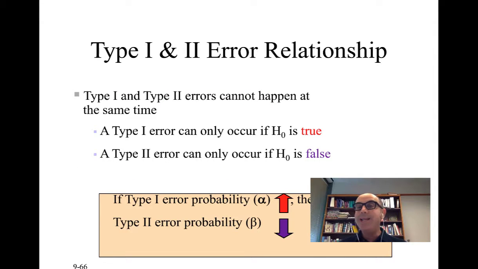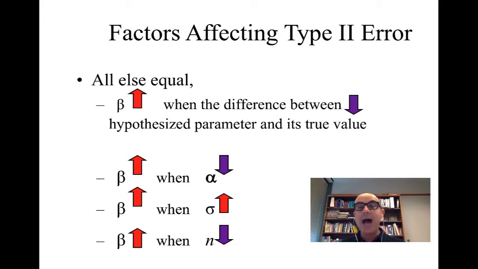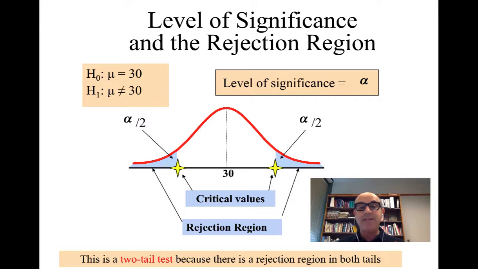So the type 1 and type 2 error relationship: type 1 error can occur only when the null hypothesis is true, and type 2 error can occur when the null hypothesis is false. This is how it goes, and I tried to illustrate the factors that affect that as much as I can.